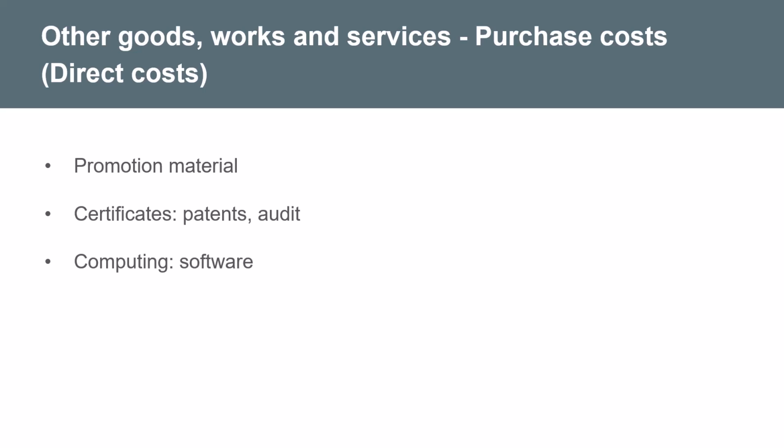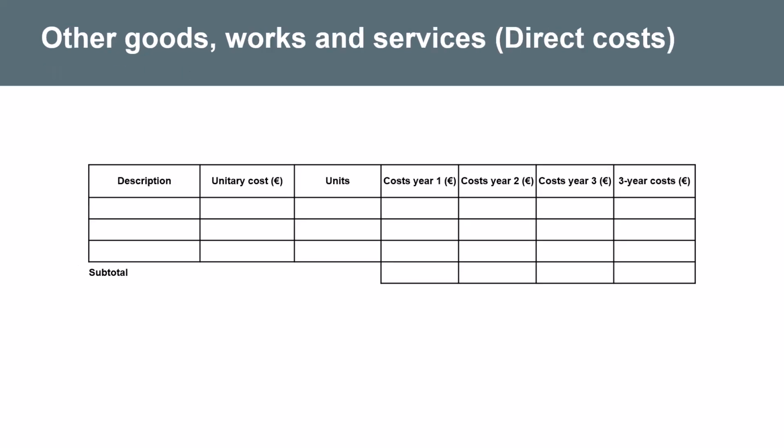Other goods, works, and services costs include costs related to the project required for direct execution. For example, this can be split into subcategories, including materials for promotion of the project, certificates such as patents and audits, computing costs such as software access and consumables, among others. In the following table, we can describe our costs considering units and their unitary cost for the total duration of the project.